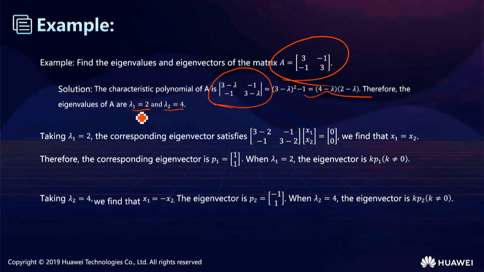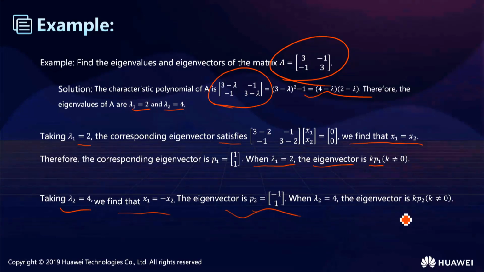Let's take lambda 1 equal to 2 in this case, and the corresponding eigenvector equations give us that x1 is equal to x2. So when lambda is this eigenvalue, the eigenvector will be this one, P1. And if lambda 2 is equal to 4, we will find that x1 is equal to minus x2. So the eigenvector is like that.